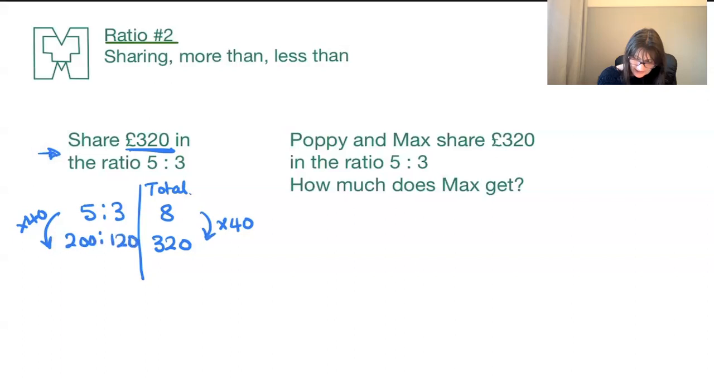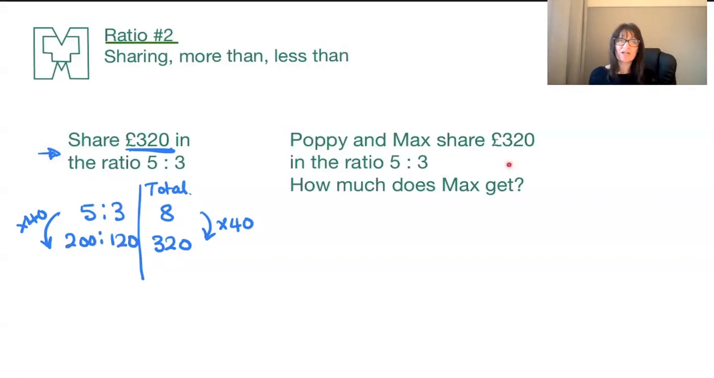which will give me this. I can do a quick check because this total should be here, and it is. 200 plus 120 is 320. So I know I've done everything right. And that's it. It's done. I have shared 320 into the ratio of 5 and 3, 200 to 120.